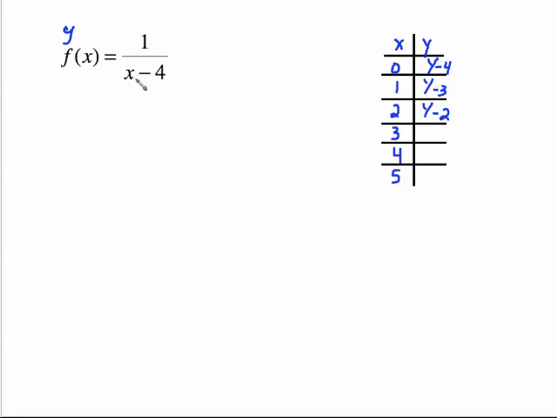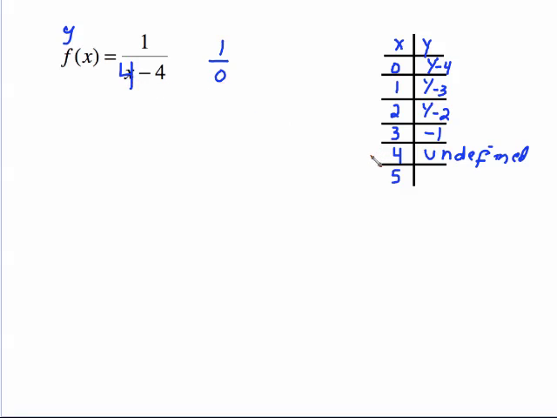Still going to get a reasonable answer right here. 1 over 3 minus 4 is negative 1. This just really gives me negative 1. But when I put 4 in right here, 4 minus 4 is 0. This gives me 1 over 0. You cannot have 0 in the denominator. This would be undefined. So all these other values we chose were just fine. It was putting 4 in for x that created the 0 in the denominator.